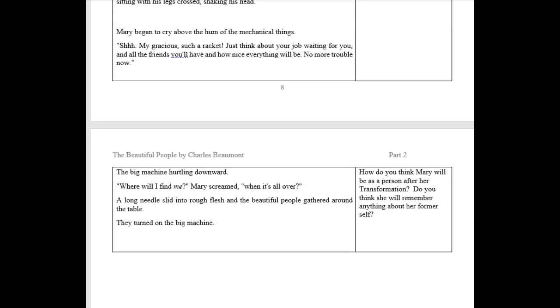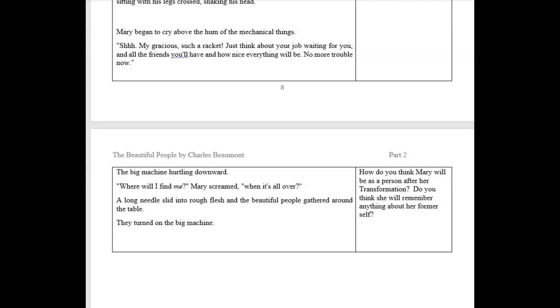Shh, my gracious, such a racket. Just think about your job waiting for you and all the friends you'll have and how nice everything will be. No more trouble now. The big machine hurtling downward. Where will I find me? Mary screamed. When it's all over! The long needles slid into rough flesh and the beautiful people gathered around the table. They turned on the big machine.